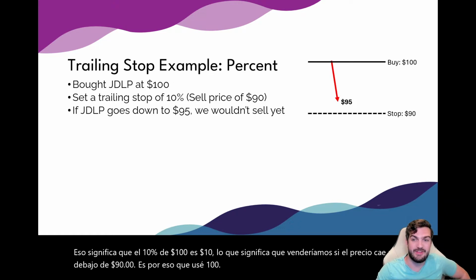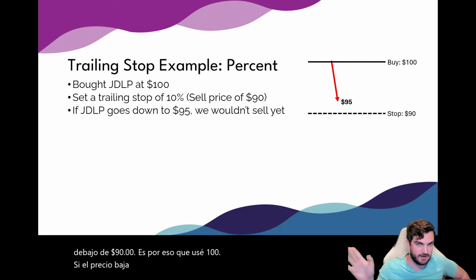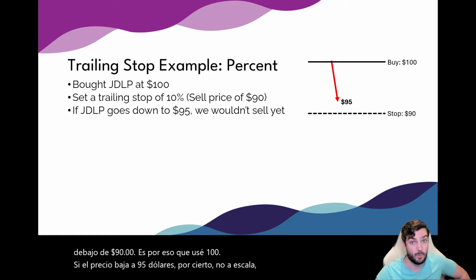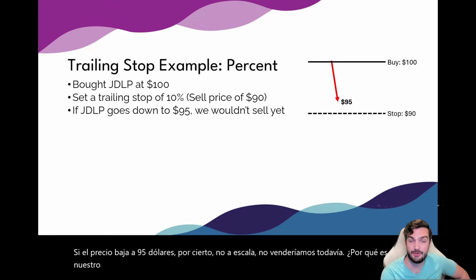If the price goes down to $95, by the way, not to scale, we would not sell yet. Why? Our trailing stop is 90. We're not at $90 yet. We hold. We hodl.